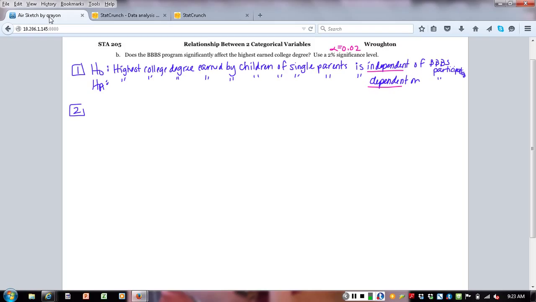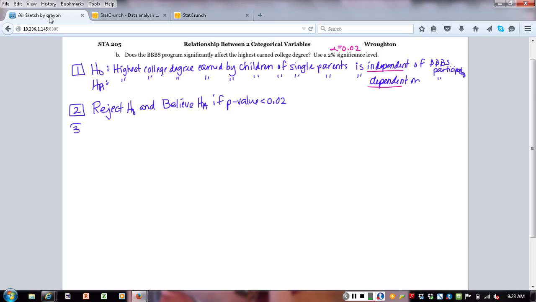Step 2 is that same decision rule. It did not get impacted here at all. So we're going to reject the null and believe the alternative if our p-value is less than alpha, and our alpha is at 2% significance level given to us in the problem there.